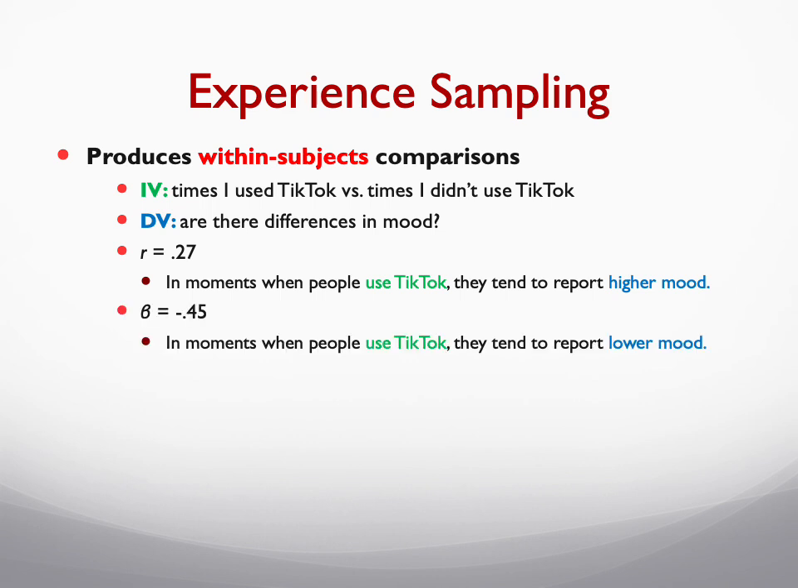And the beta coefficient, same one from before. Maybe I run this study and I get a negative 0.45, just meaning these variables are going in opposite directions. And this would mean that in moments when people use TikTok, they tend to report lower mood. Alternatively, when people are not using TikTok, they tend to report higher mood, could be another way of phrasing this. So again, the benefit here is that I'm comparing you to yourself under different conditions and seeing what that looks like across a large sample of people, rather than just looking at this sample that I've surveyed one time and making comparisons between people who are and aren't doing the thing of interest.